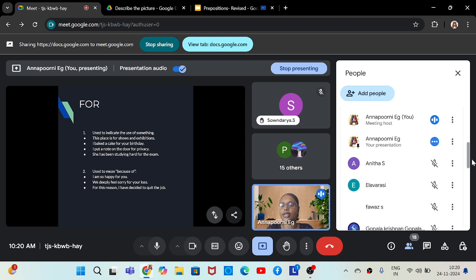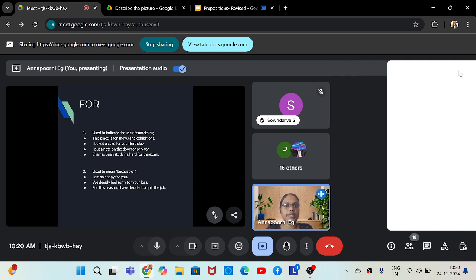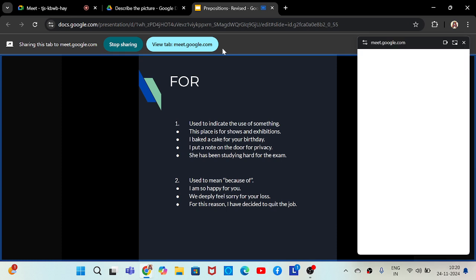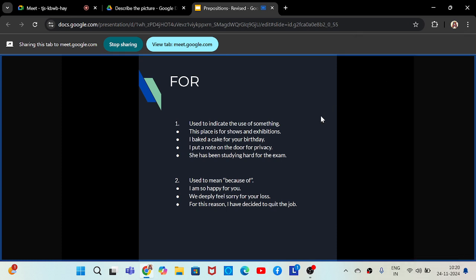Okay, so here you can see, this place is for shows and exhibitions. There will be some places which are constructed only to conduct some shows or exhibitions or programs. So they are telling this place is for shows and exhibitions. It is showing the use of that place.